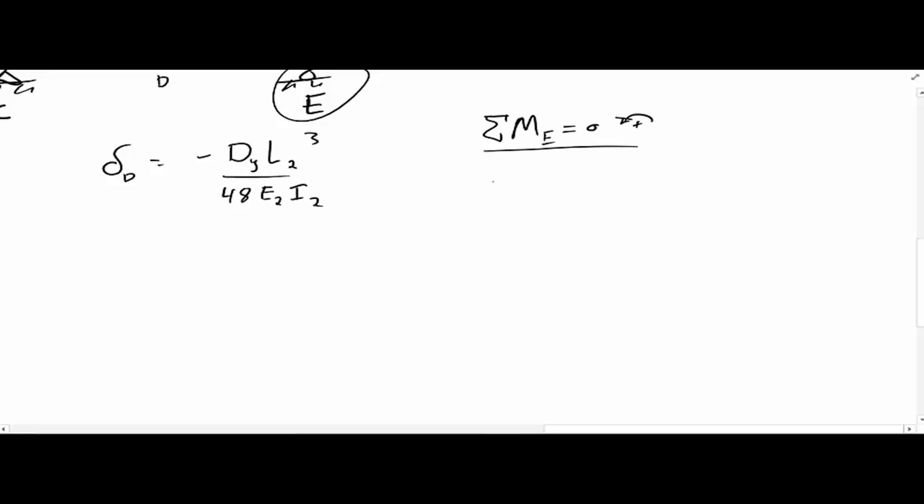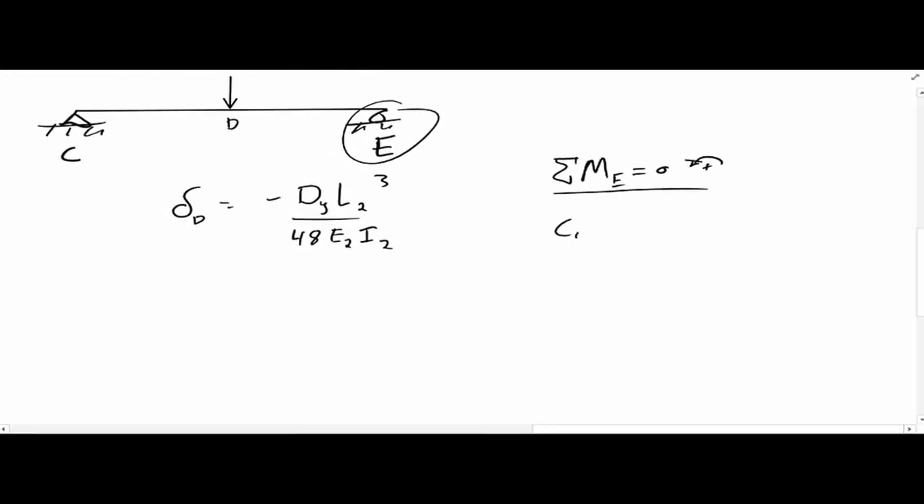Okay, and so that would be C sub y multiplied to L sub 2, plus D sub y multiplied to L sub 2 over 2, right? And this equals 0. There's nothing else there. So we need to find C sub y, I guess.